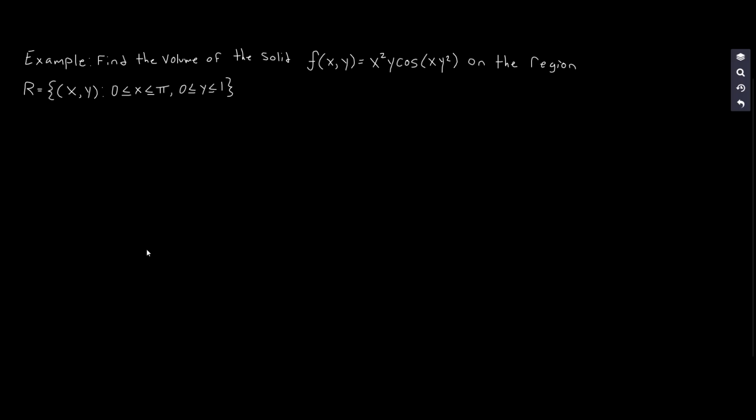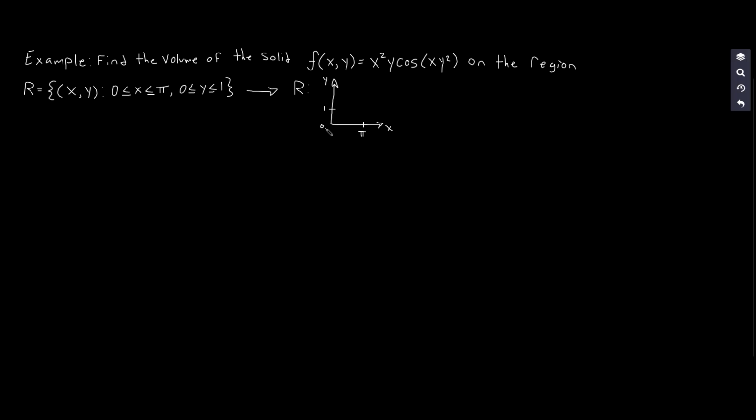This example says to find the volume of the solid f of x and y equaling x squared times y times cosine of x times y squared on the region where x is between 0 and pi and y is between 0 and 1. Now with this, let's draw out our region R. X is between 0 and pi. I'm trying to scale this properly. If 1 is right here, then pi would be over here-ish. So yeah, x is between 0 and pi.